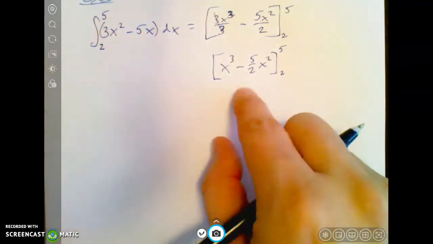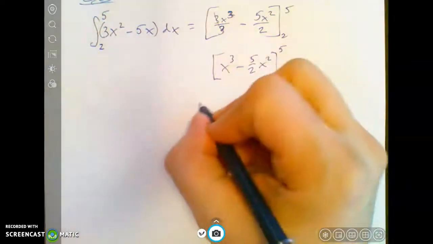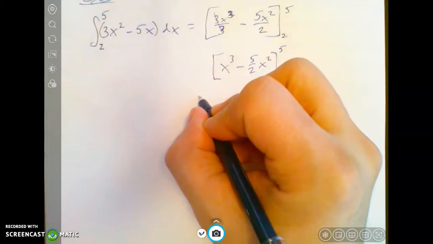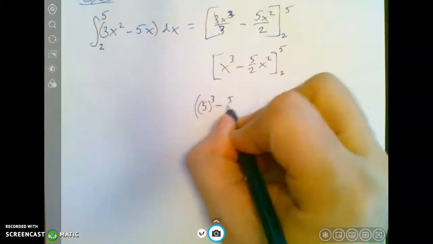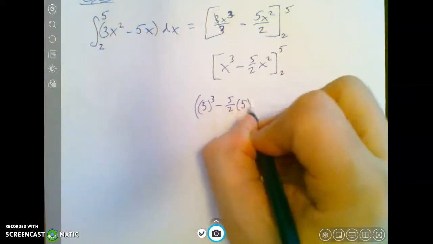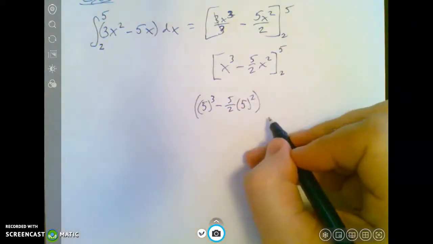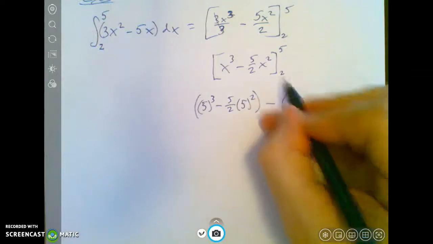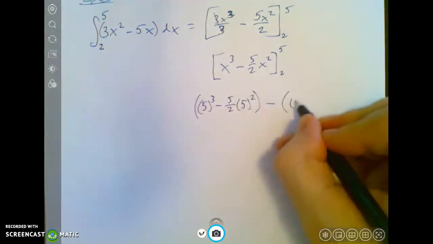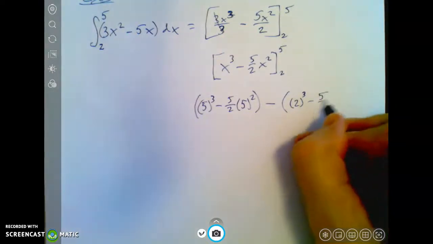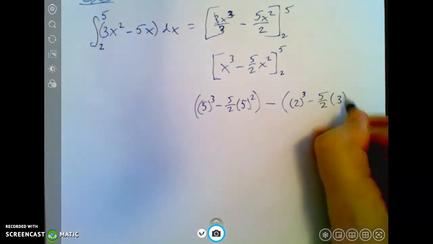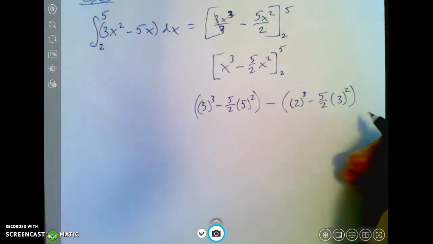From 2 to 5, basically we just plug a 5 in first. So I'm going to put 5 to the third minus 5 over 2 times 5 squared. And then I'm going to subtract off, plugging a 2 in. 2 to the third minus 5 over 2 times 2 squared. Okay, I put them in parentheses.